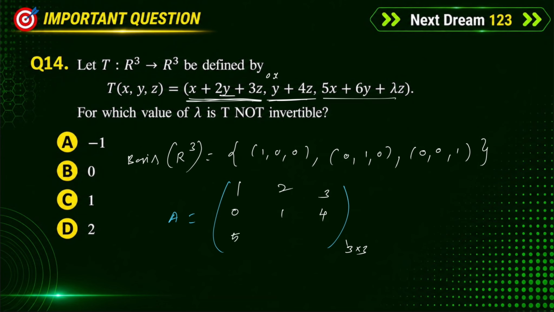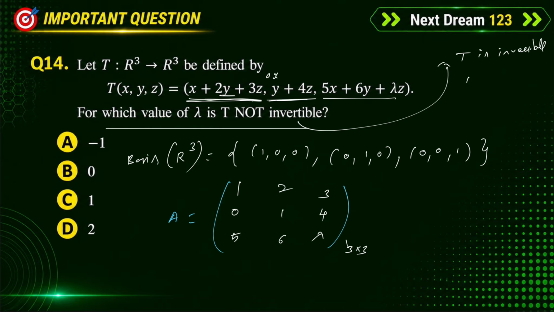Next row: 5, 6, lambda. They are asking for which value of lambda T is not invertible. If T is invertible, always remember, the determinant of the matrix should be not equal to 0. But they are saying it is not invertible, which means the determinant of A is equal to 0. That is the meaning. So simply find the determinant of A and set it equal to 0.